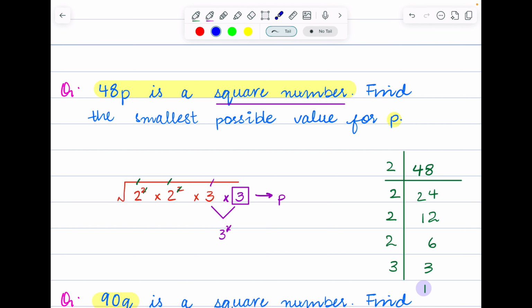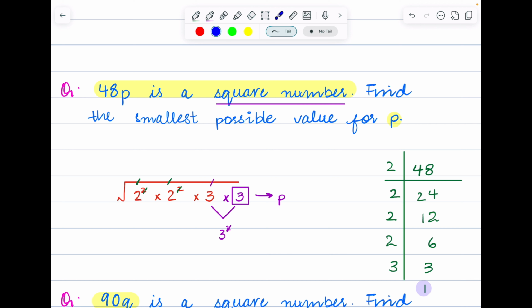The square of 2 would cancel out with the square root. The square of this 2 would also cancel out with the square root, because you have 2 squared times 2 squared. But the 3 is going to be troublesome because the 3 doesn't have a square. So the value of p is going to be the extra 3 you multiply by to have it become a square number. And you can check as well.